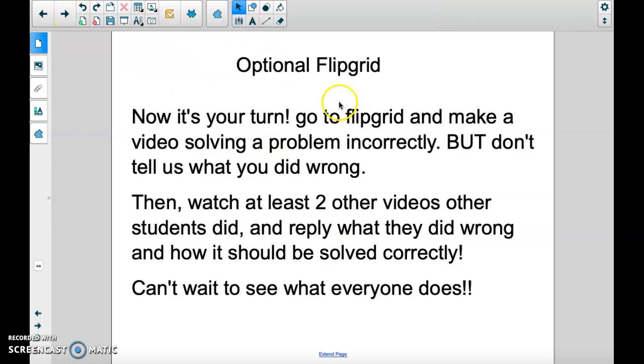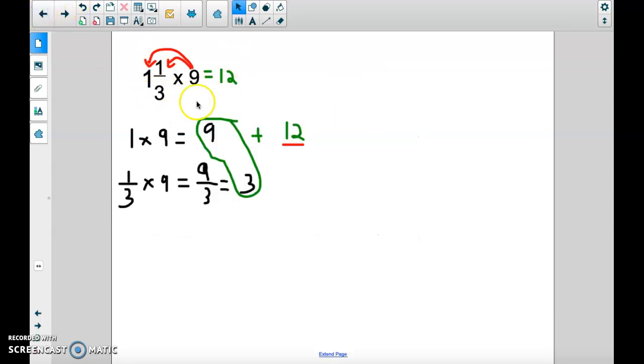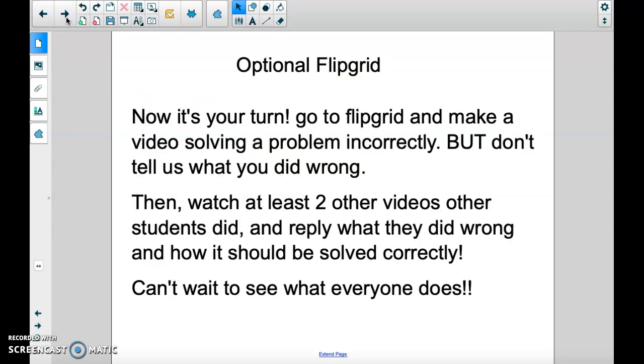All right? So this is an optional Flipgrid, but I'm really hoping some of you take a stab at it because you did awesome on your Flipgrids the other day. Go to Flipgrid in Wednesday's folder. You pick a problem to solve. It obviously has to be a whole number times a fraction. If you want to do a mixed number times a fraction, if you want it to look like this problem, that's fine as well. Or a mixed number times a whole number, that's fine as well. But don't solve it correctly. Have a mistake in there and see if you can stump us. Okay, don't tell us what you did wrong either.